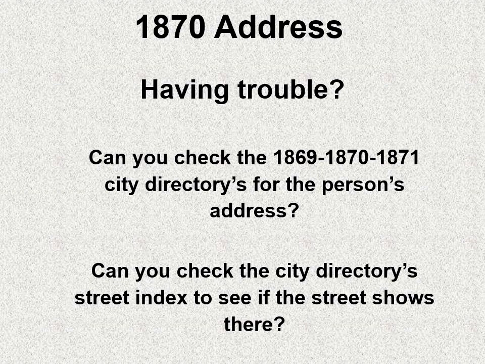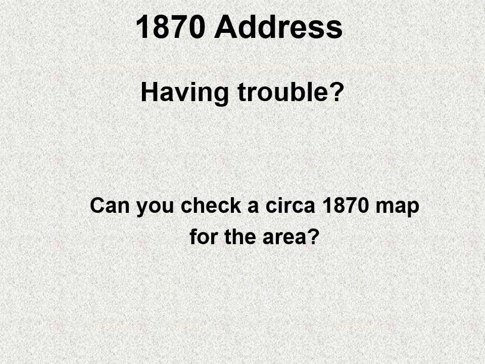All right, now you may have trouble with this utility. Can you check the city directories, the person's address? If the address came from another source, make sure it's the right one. Can you check the city directory's street index to see if the street shows there? There's a lot of information about each street. Can you check circa 1870 maps for the area to see if that street is on the map?